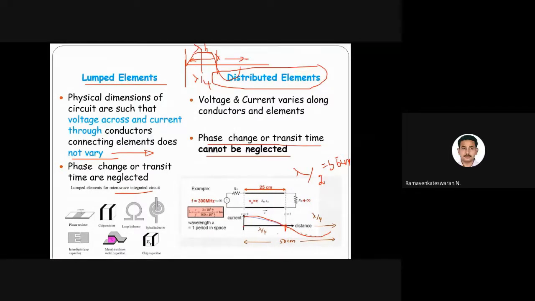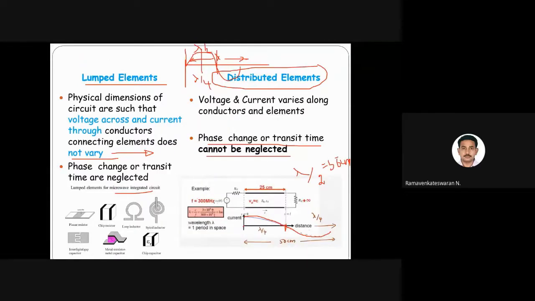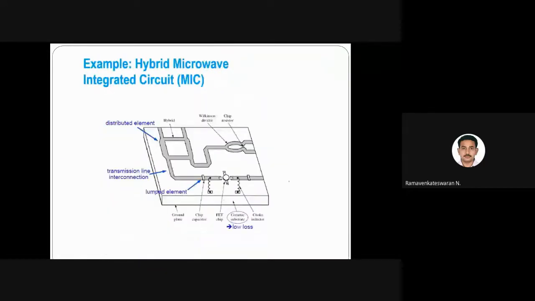Here the wavelength is comparable with the length of the cable. The cable length is just 25 centimeters, but if you calculate for a frequency of 300 megahertz, the wavelength comes to 1 meter, which is comparable with the cable length of 25 centimeters. So the voltage and current are going to vary across the cable. These are distributed elements.